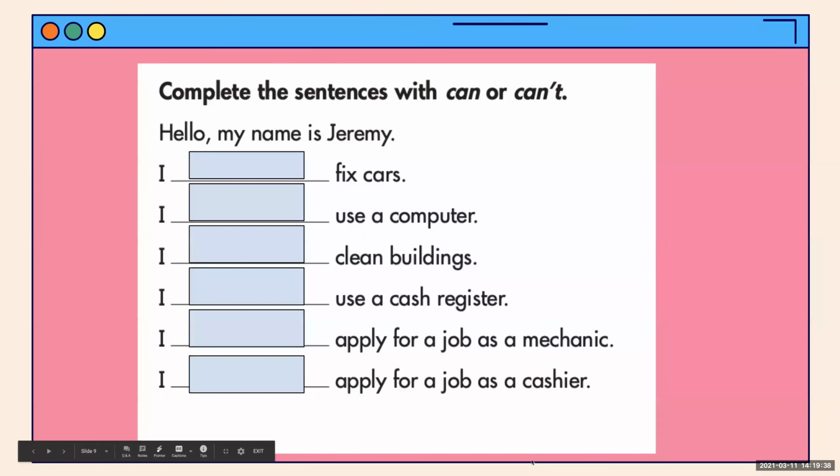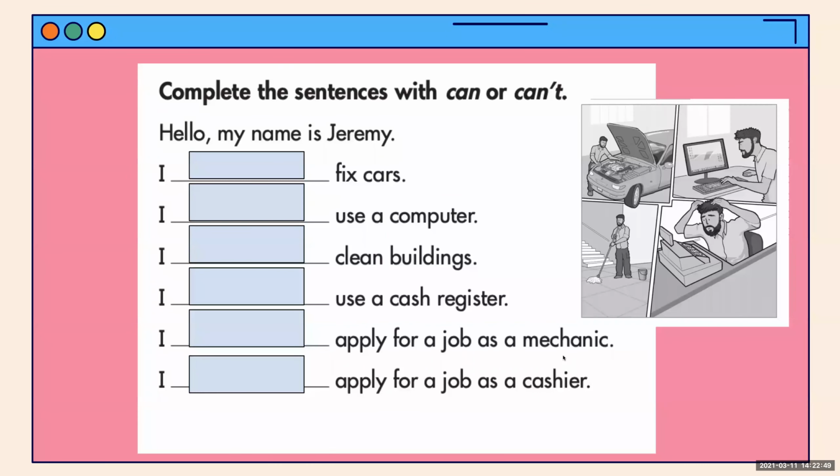So let me go ahead and help you with this particular activity today. So let's go ahead and look at the picture. I'm sorry that I had not shared the picture first with you. So if you look at Jeremy, we have a few pictures of Jeremy. Can Jeremy fix a car? Can Jeremy use a computer? Can Jeremy clean buildings? Can Jeremy use a cash register? Can Jeremy apply for a job as a mechanic? And can Jeremy apply for a job as a cashier? You will be determining this. Remember again, we'll go over this.